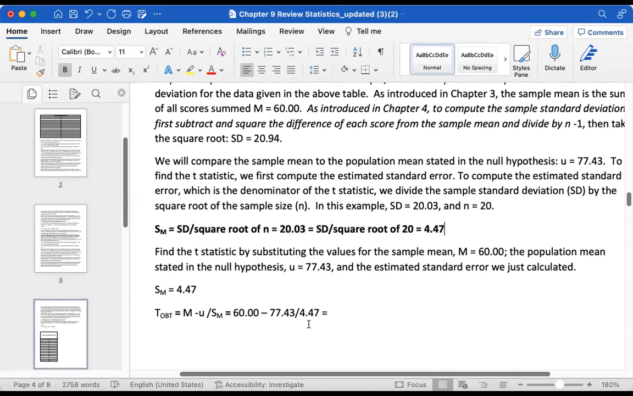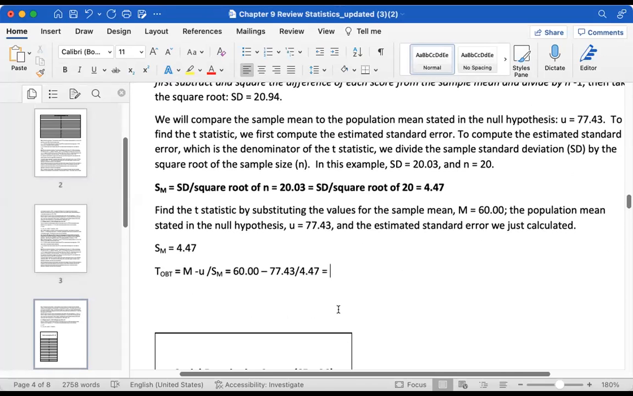So then we do this math and we should get a t obtained value, which we can do together. It's the original mean for the social functioning, so we're just doing the sample mean minus the original mean, because it's the same scale. So 60 minus 77.43 divided by 4.47 will be our t obtained value. And then we compare that against the 2.093 to reject or retain the null hypothesis.